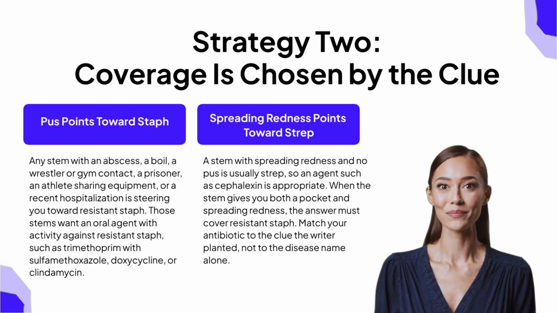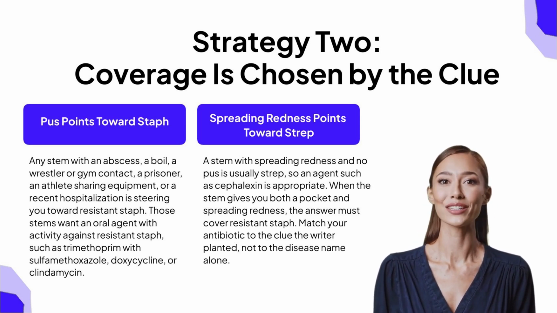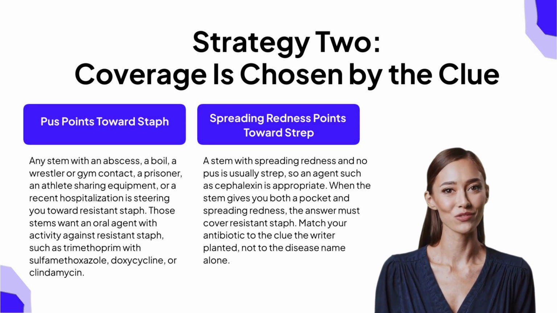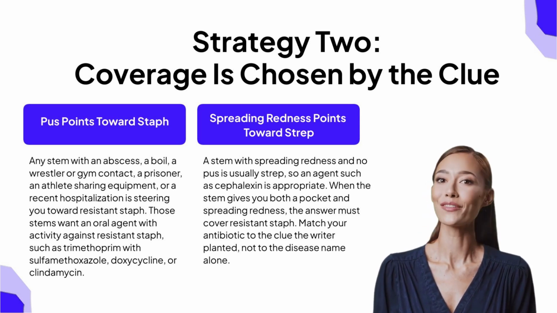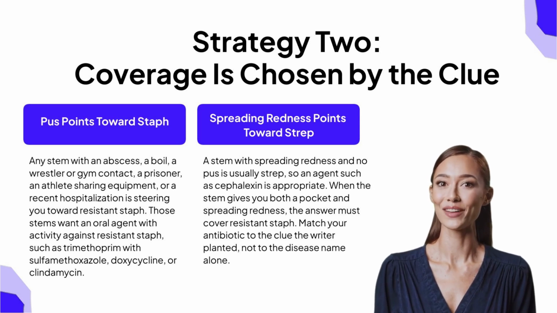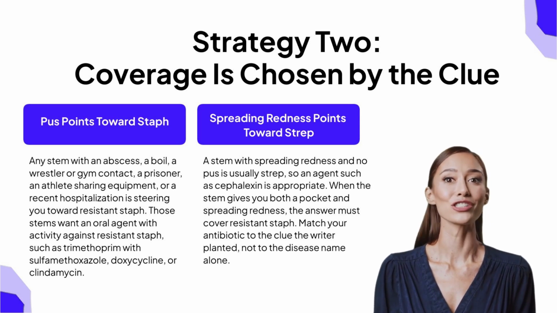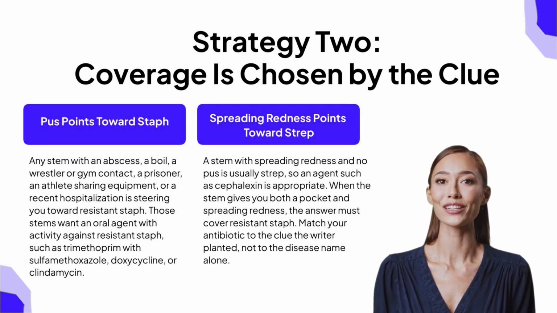Second strategy. Once you know whether to drain, you have to choose coverage, and the exam tells you which coverage it wants through the risk clues it plants in the stem. If you see pus, an abscess, a boil, a wrestler, or an athlete sharing equipment, someone who lives in a prison or a shelter, a person who injects drugs, or a recent hospitalization, the writer is steering you toward resistant staph. Those stems want an oral agent with activity against resistant staph, such as trimethoprim with sulfamethoxazole, doxycycline, or clindamycin.